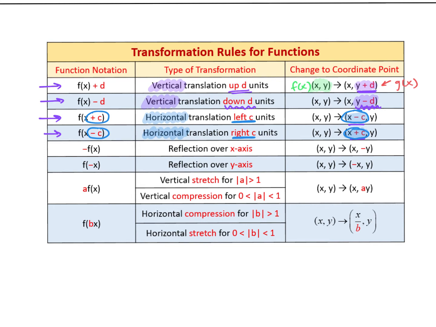For reflections, we just need to multiply the appropriate coordinate by -1. So if it's over the x-axis, this is a vertical transformation. It's going to affect y. We're going to multiply y by -1. If it's a reflection over the y-axis, this is horizontal. We're going to multiply the x by -1.